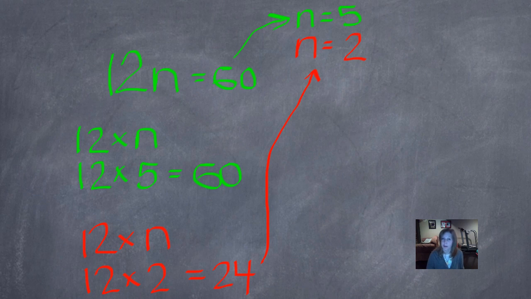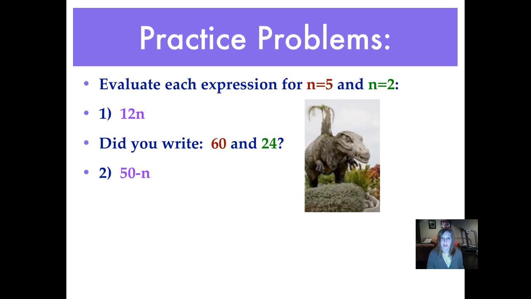Now you're ready to work the rest of the problems without any help. Number 2, 50 minus n. First substitute n equals 5 and then n equals 2. Go ahead and push play when you're ready. Did you write 45 and 48? 50 minus 5 is 45. And then when I substitute 2, 50 minus 2 is 48. That's not too hard. I don't think we even need to show you that math. You're pretty good at that stuff. Let's try another one.